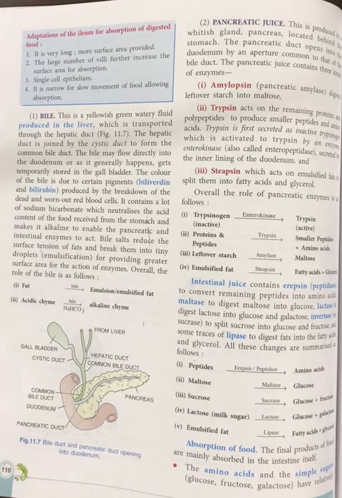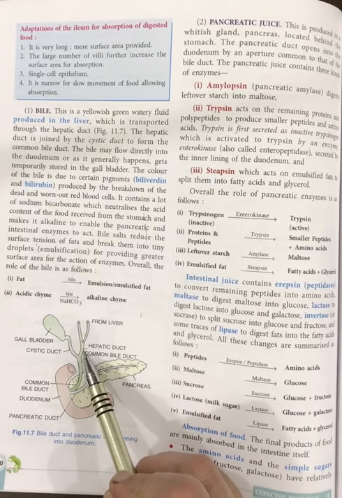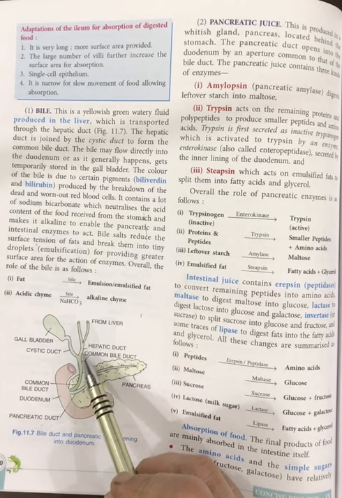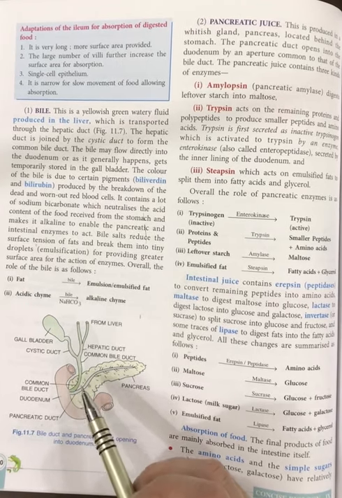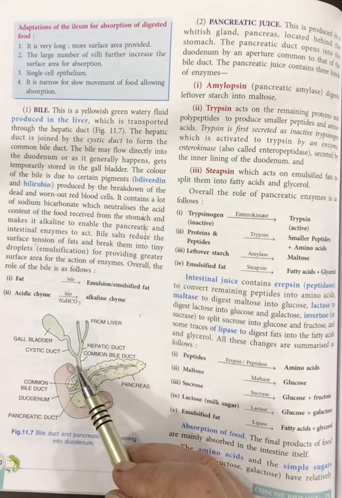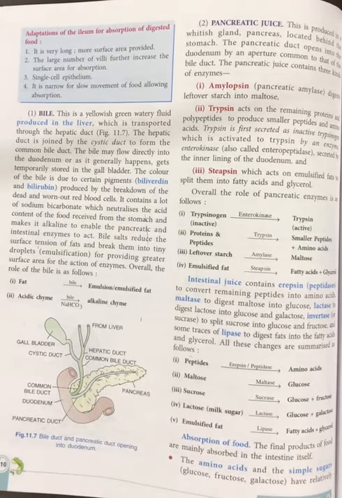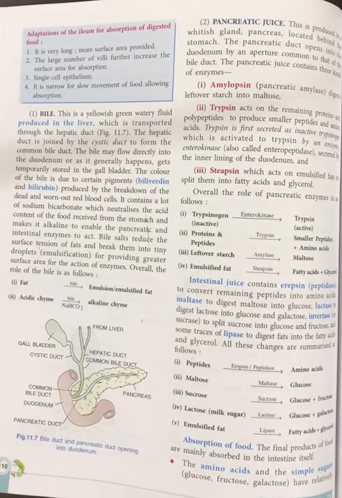Next we come over to bile. Bile is a yellowish green watery fluid produced in the liver, which is transported through the hepatic duct. So bile is produced in the liver and transported with the help of the hepatic duct and is joined by the cystic duct to the common bile duct. This is the cystic duct, this is the hepatic duct, and they join together to form a common bile duct, and they pour the secretion into the duodenum.